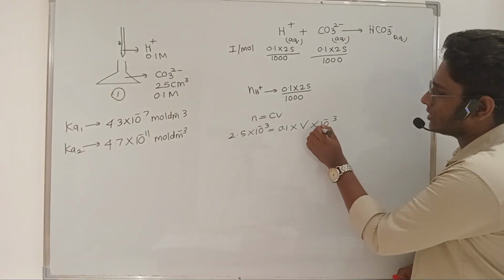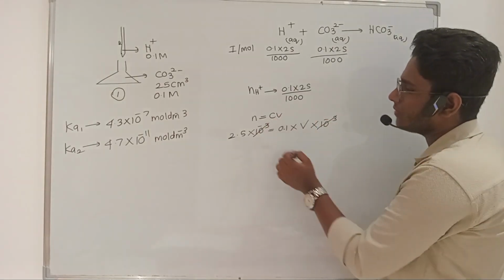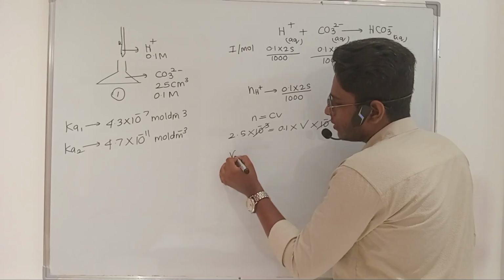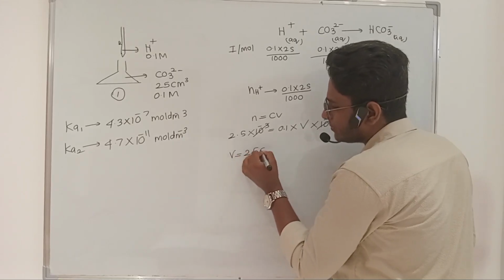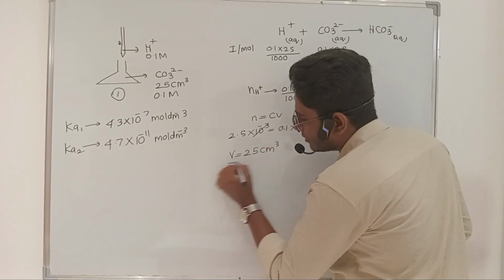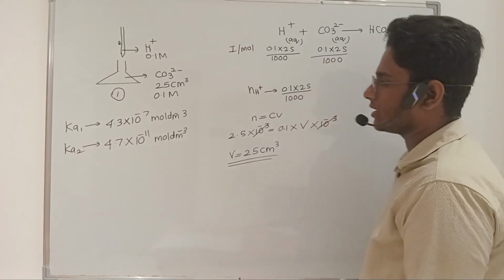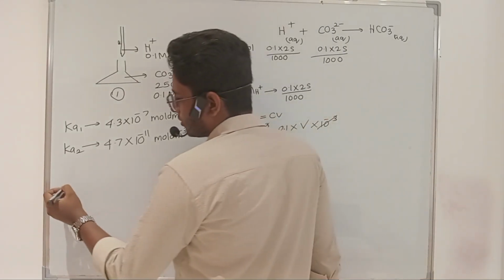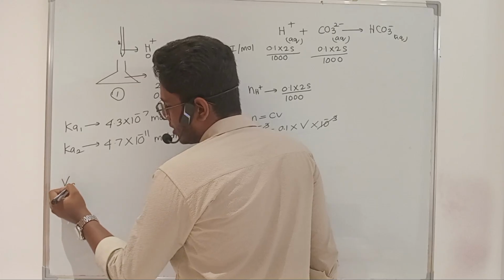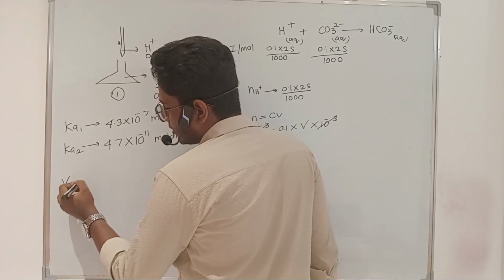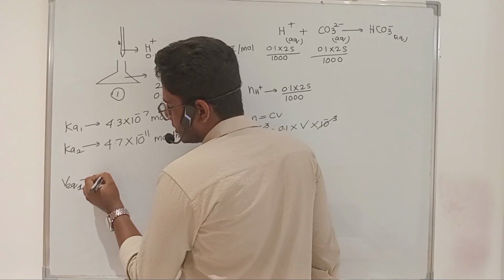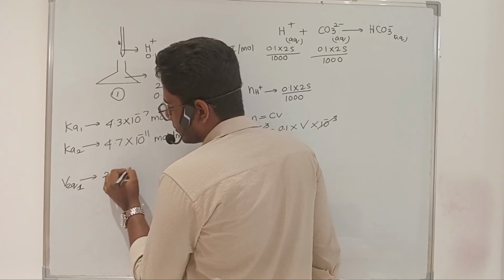So 10 to the power minus 3, 10 to the power minus 3 will be cutting off. So V will be equal to 25 centimeter cube, right? So this is the first equivalence point, that is 25 centimeter cube, right? So I'll note it down here because I need V equivalence point first, right? What is it? It is 25 centimeter cube.